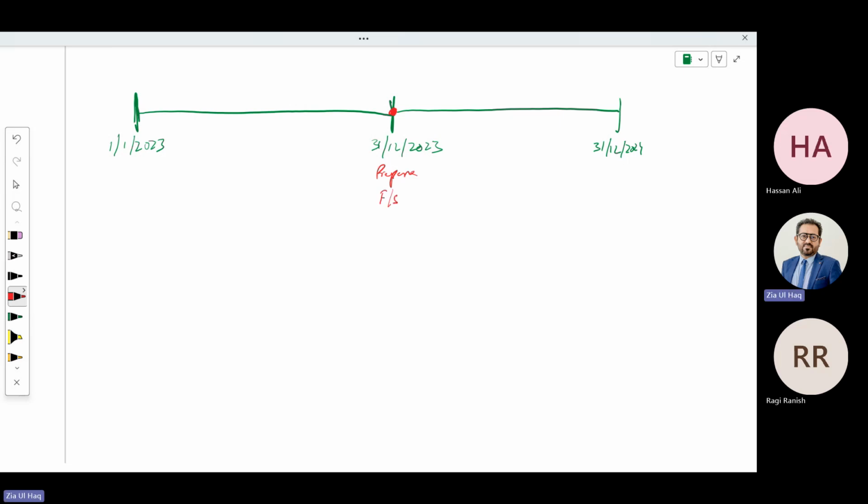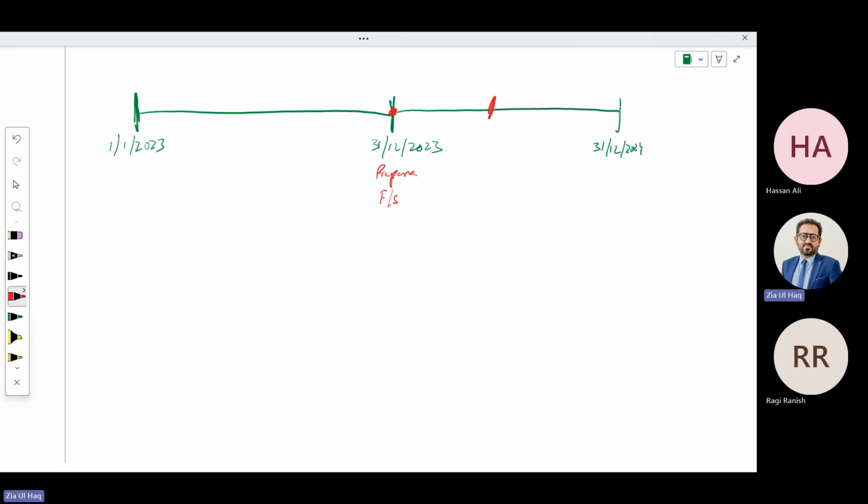But normally company issue financial statements after 3 to 4 months of year end. Because company issue financial statements at AGM. So normally AGM they conduct after 3 to 4 months of year end. Mean here they will issue financial statement.